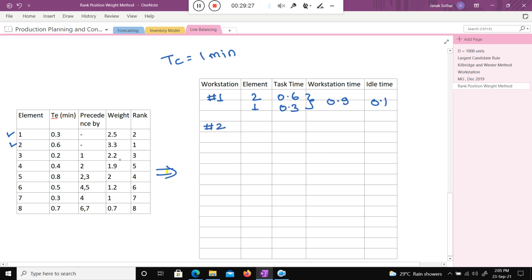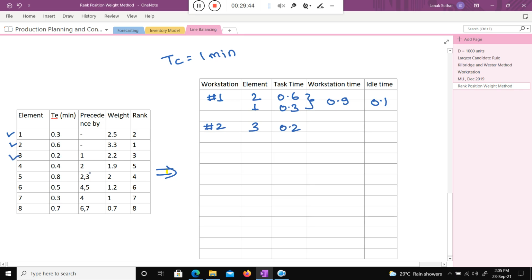Now I go for workstation 2. Okay, again start with the rank. 1 and 2 are already allocated. I will go to rank 3. Rank 3, what is the element? The first element is 3, and what is the time? That is 0.2.